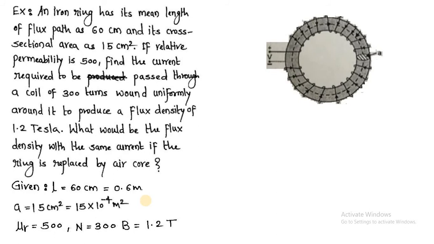Okay, there is one way to find out. Now tell me how to calculate flux over here. Flux is equal to Ni upon reluctance. Flux density B is equal to phi by A. So flux will be what? B into A, or Ni upon reluctance.